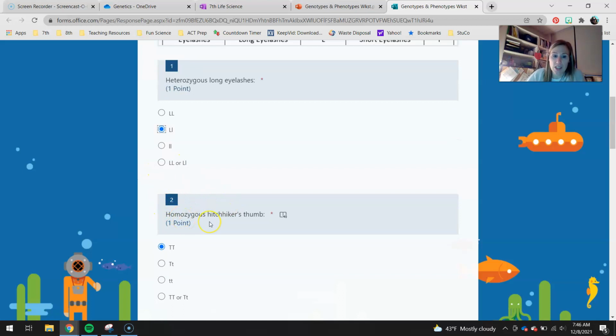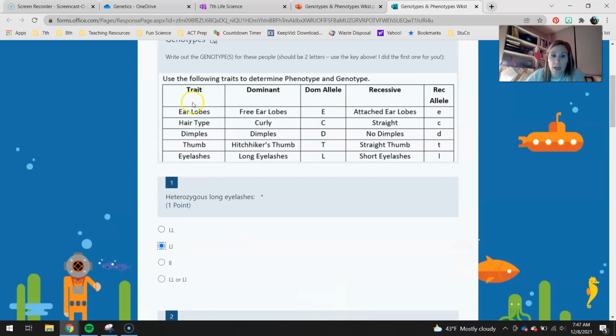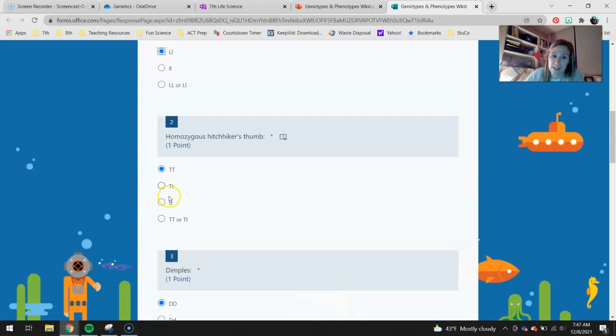Okay, homozygous hitchhiker's thumb. Let's take a look up here. Here's thumb. Hitchhiker's thumb is our dominant. So remember with the dominant trait, this one tells us specifically that it's homozygous. So that means it must be the same allele. It's the dominant one. So big T is your answer. So that one is actually marked quick.